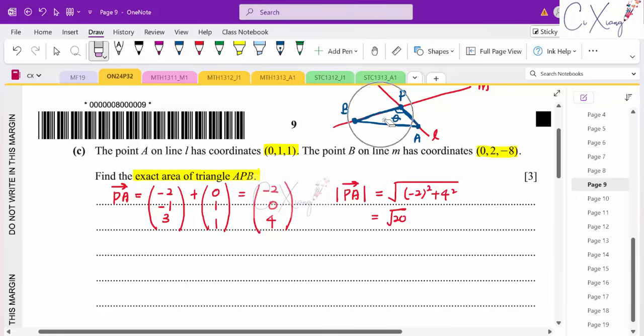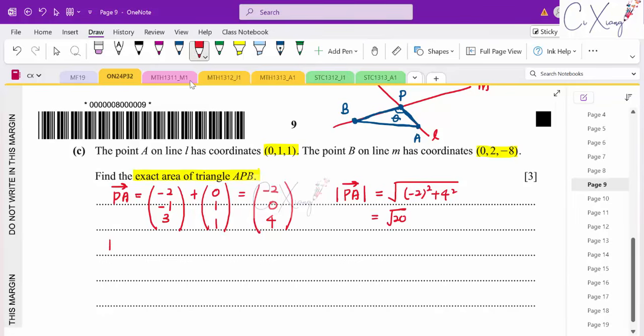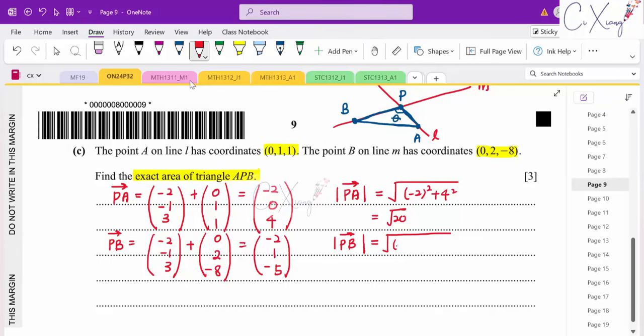Okay, then I also want to find the length for PB. So find the vector for PB first, PO plus OB. So again, PO is the same value here, plus OB. So what's the value for OB? (2, 0, -8). And it is equal to (-2, 1, -5). And now I also want to find the length of the vector PB. So it will be square root of (-2) squared plus 1 squared plus (-5) squared. So when I total them out, it should be square root of 30.